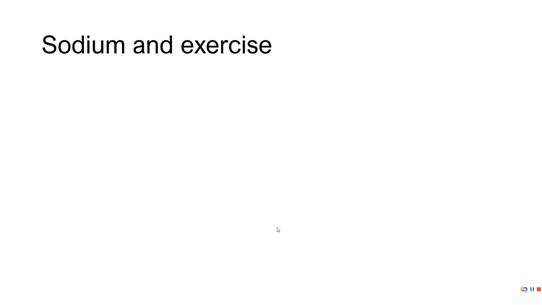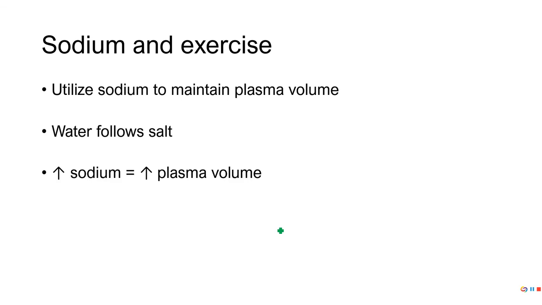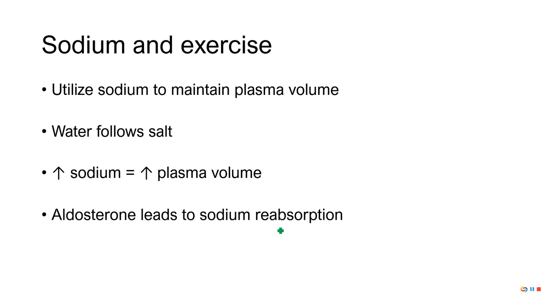And so the other part that we need to talk about is sodium. We need sodium to help maintain plasma volume, right? Where there is salt, there is water. We also need to maintain sodium concentrations for action potentials and things like that. So when we have high sodium, we have high plasma volume. Aldosterone, which is part of that renin-angiotensin-aldosterone system, causes the release of aldosterone, which causes us to reabsorb sodium. And by reabsorbing the sodium, we're going to be better able to hold on to plasma. And so our pressure will not decrease.